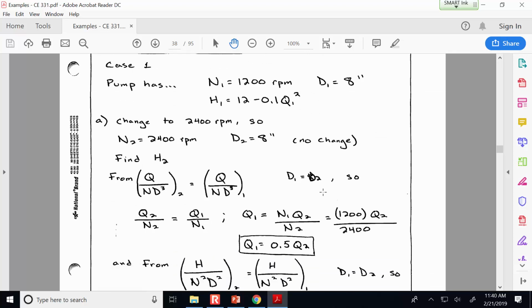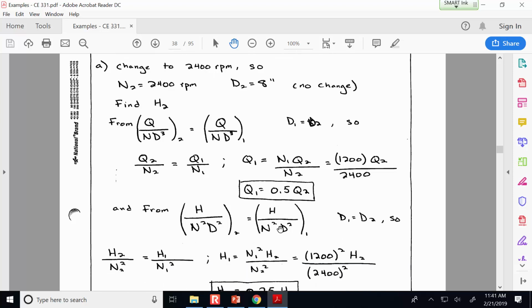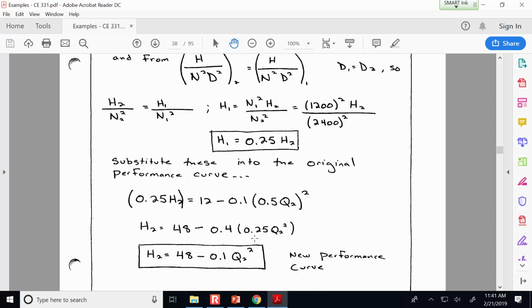So what we wanted to do is find out, for the original pump conditions, originally 1200 RPM, the original H1, which is the pump head that it's adding at a certain flow rate. We want to find out, instead of spinning it at 1200, what if we spin it at 2400? So we find the relationship between the flow rates, find the relationship between the head amounts, and then substitute those two equations into the original performance curve and get the new performance curve.